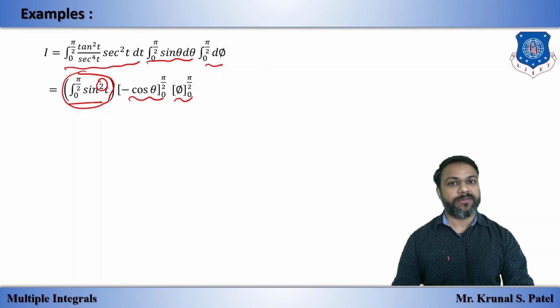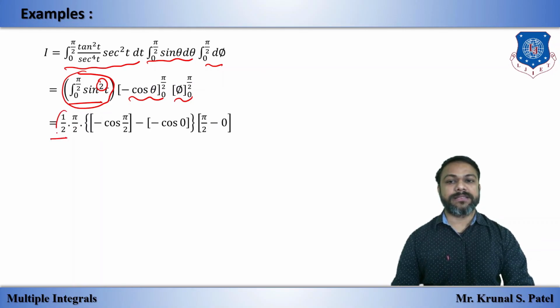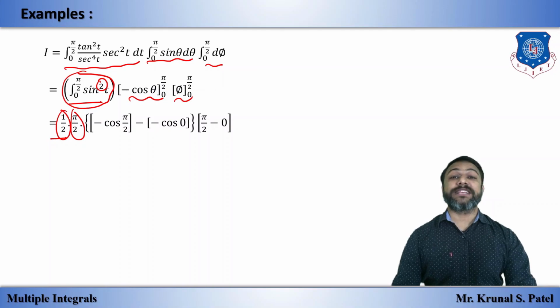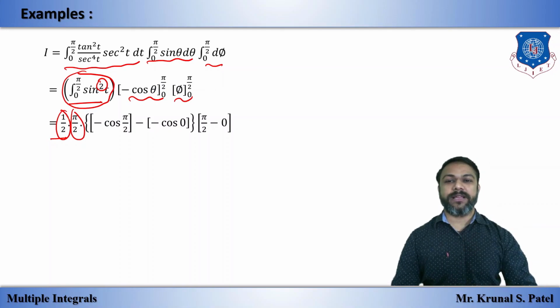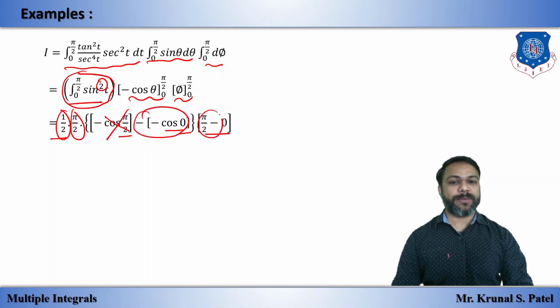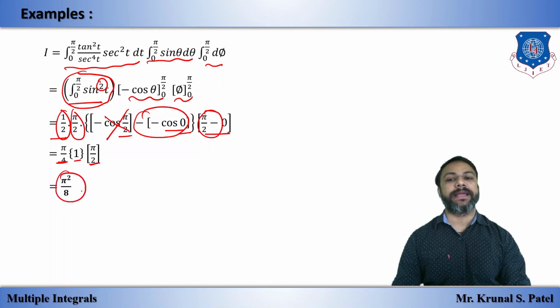So 2 minus 1 over 2 gives 1 by 2, and this is 1 by 2, and that means we will put pi by 2 as we have discussed. For that you have to follow lecture number 4. Then upper limit minus lower limit: for the theta part, cos pi by 2 is 0 and cos 0 is 1, so minus 0 plus 1 is 1. For the phi part, pi by 2 minus 0 is pi by 2. So we have pi by 4 times 1 times pi by 2. So the final answer is pi square by 8.